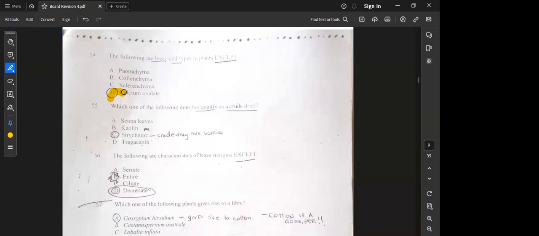We have someone who is thinking that strychnine is not a crude drug. Yeah, I also think that. I think it's an alkaloid.